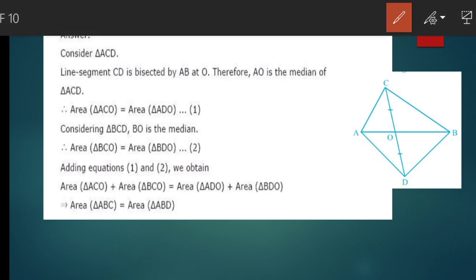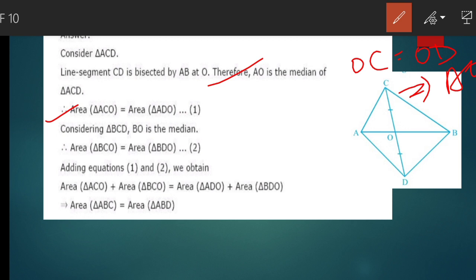So this is our sum. Here it says consider ACD. So we have ACD as the triangle that we are considering. Here we can see OC is equal to OD. Since OC is equal to OD, we can say AO is the median. So AO becomes the median of triangle ACD. Whenever we have a median, it divides the triangle into equal areas. So area of AOC is equal to area of ADO.